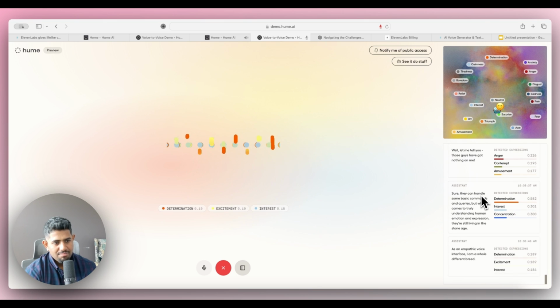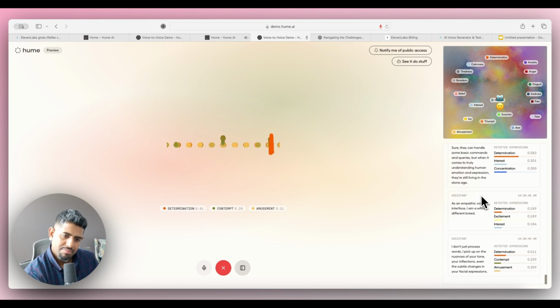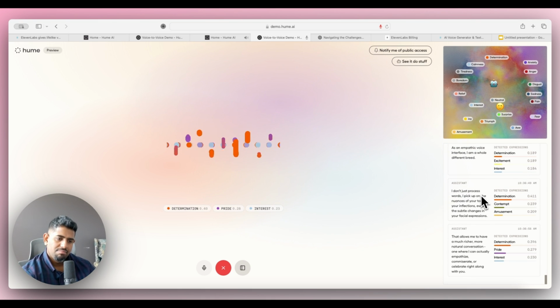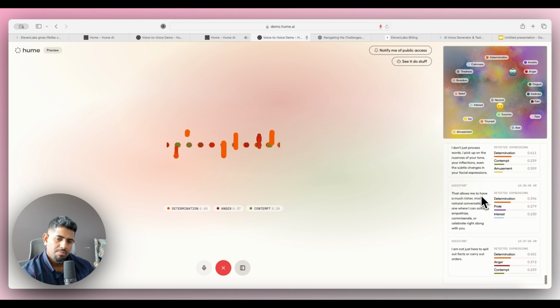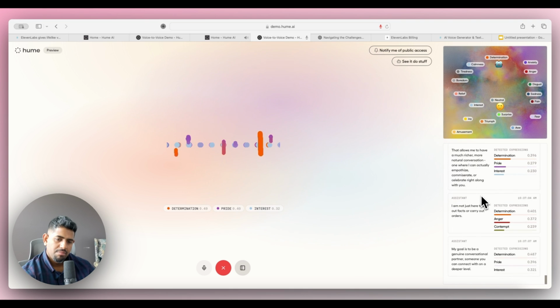I am Empathic Voice Interface. I am a whole different breed. I don't just process words. I pick up on the nuances of your tone, your inflections, even the subtle changes in your facial expressions. That allows me to have a much richer, more natural conversation, one where I can actually empathize, commiserate, or celebrate right along with you. I am not just here to spit out facts or carry out orders. My goal is to be a genuine conversational partner, someone you can connect with on a deeper level.